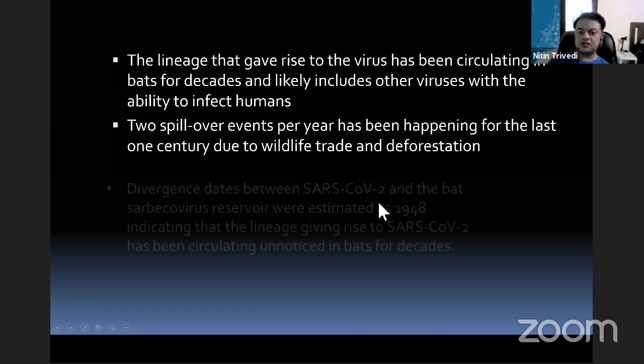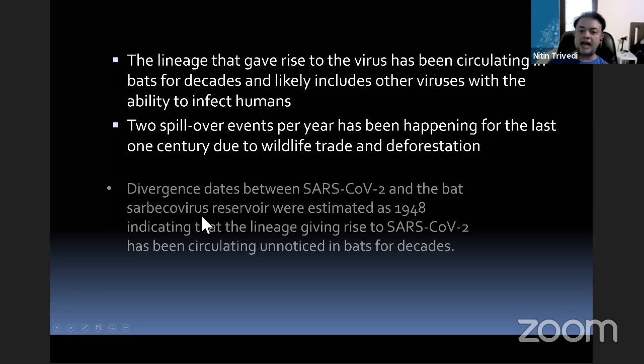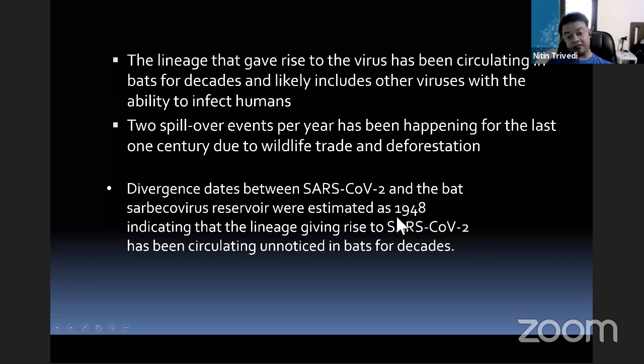Divergence dates between SARS-CoV-2 and the bat SARS-related coronavirus were estimated as 1948. That means from 1948 itself, SARS-CoV-2 emerged. The lineage giving rise to SARS-CoV-2 has been circulating unnoticed in bats for decades. So it's all about biodiversity; degradation is responsible for this.